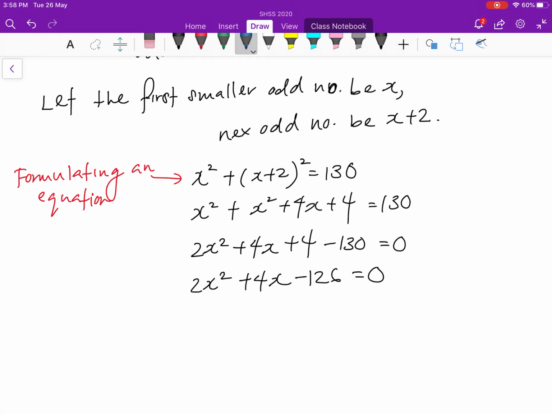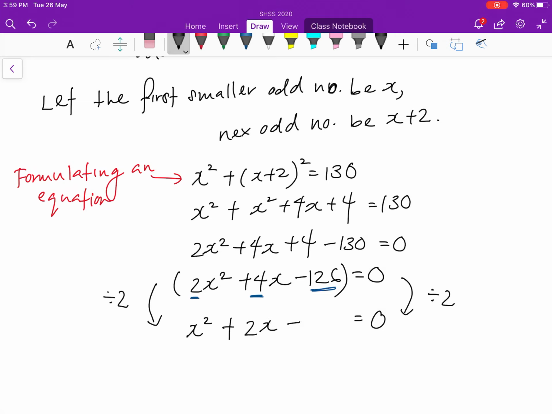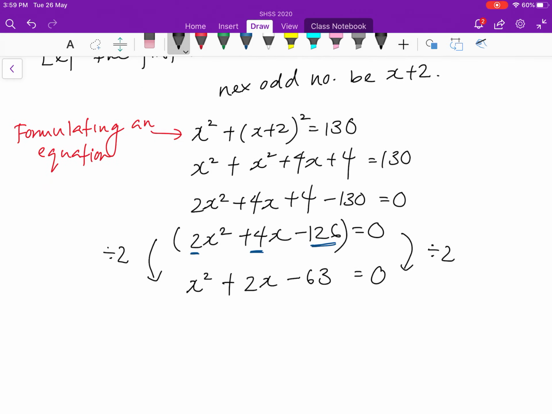Now if you notice, even number, even number, even number. I can further simplify this. How do I further simplify this? This whole left side, I divide by 2. The whole of right side, which is 0, I divide by 2. 0 divided by 2, we all know will give you 0. How about 2x squared plus 4x minus 126? If I divide by 2, this will just give me x squared plus 4 divided by 2 is 2x minus 126 divided by 2 is 63 equals to 0. See, I have a quadratic equation equals to 0. Very simple.